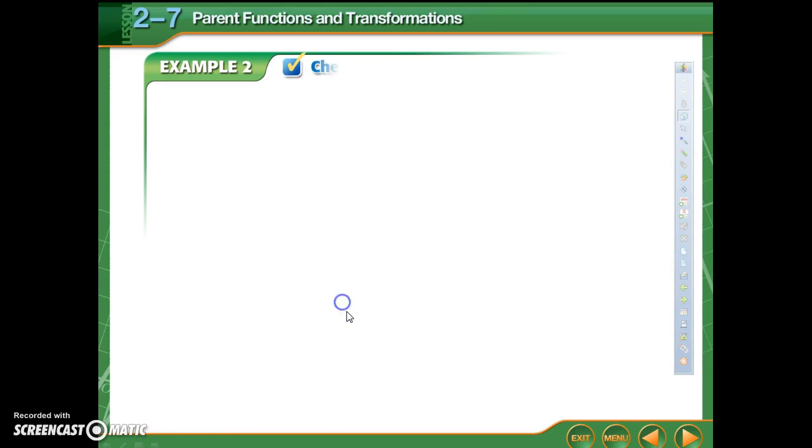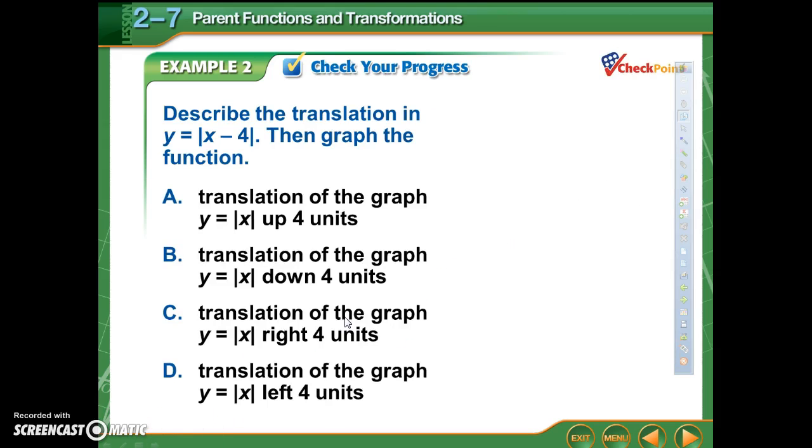And this one, it says, describe the translation in y equals absolute value of x minus 4, then graph the function. So you have this x minus 4 here, and so that's what's made it change right there. And so let's go ahead and just graph in our calculator so we can see it. Hit your y equals button, clear the two functions, and remember to get absolute value, you hit second 0, and it's that first one that comes up, that ABS.